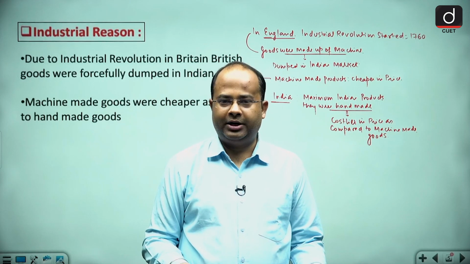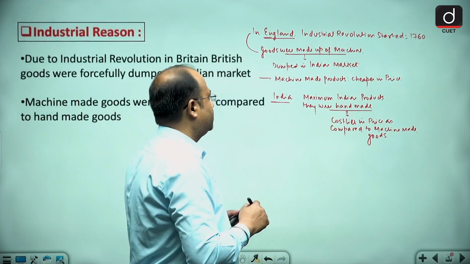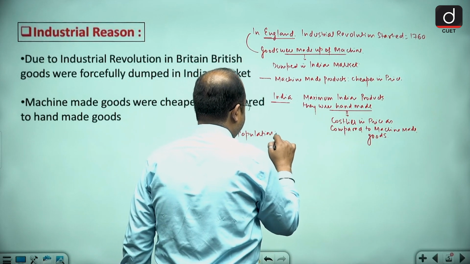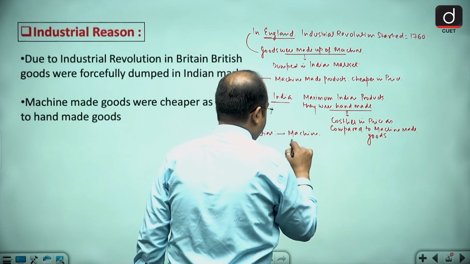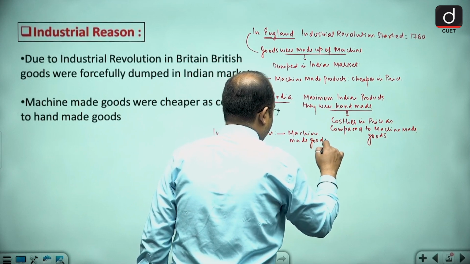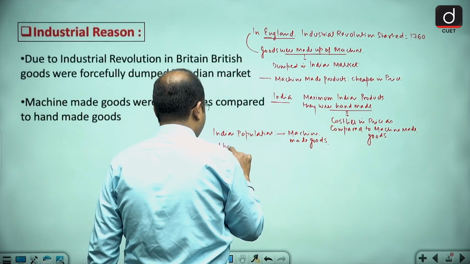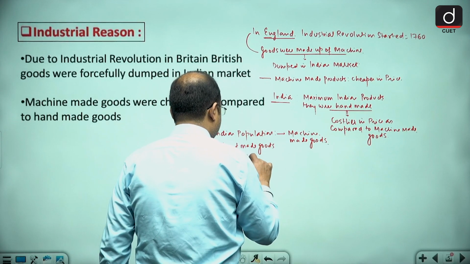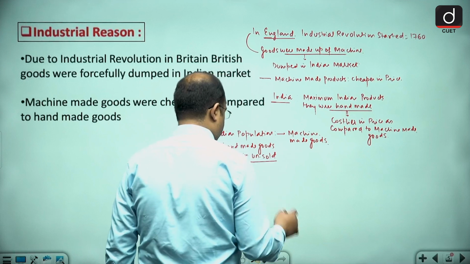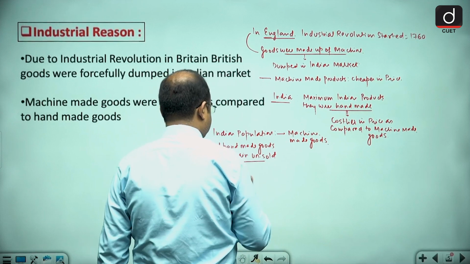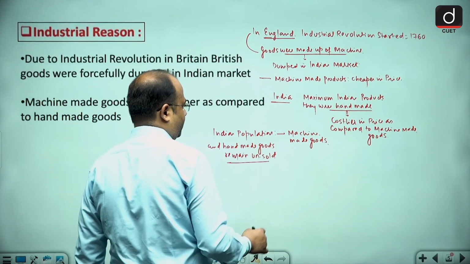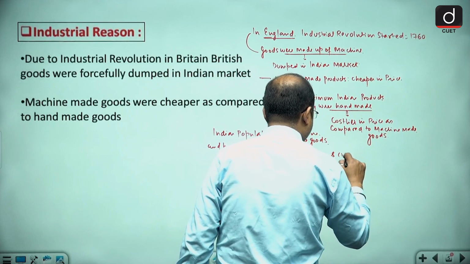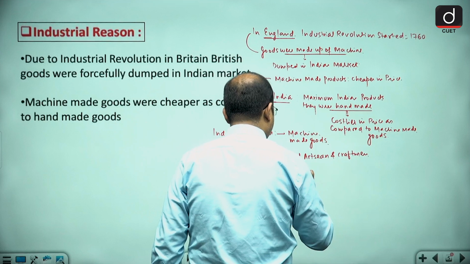So the Indian population started purchasing machine-made goods, and handmade goods remained unsold. And when they remained unsold, guys, what will happen? What happened is the local artisans and craftsmen became unemployed.